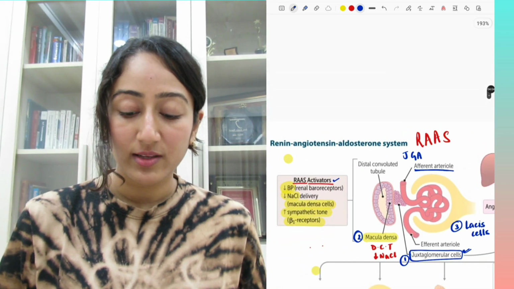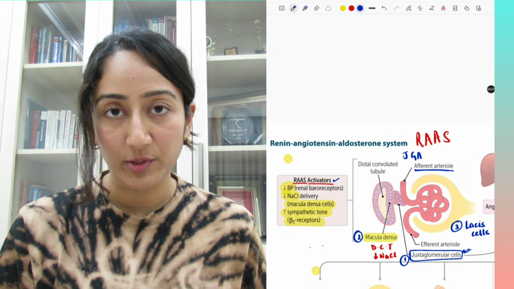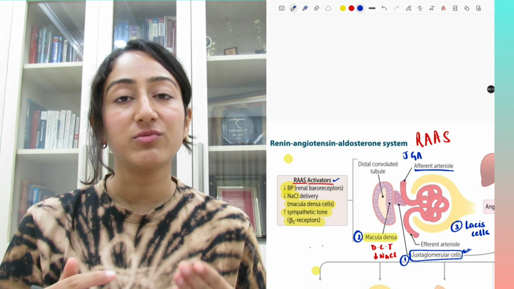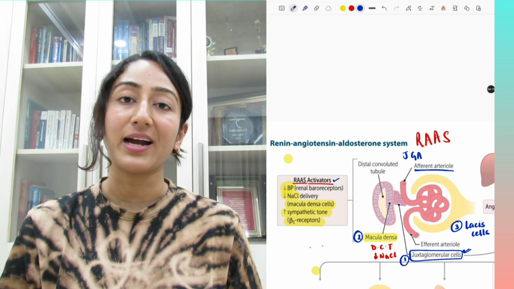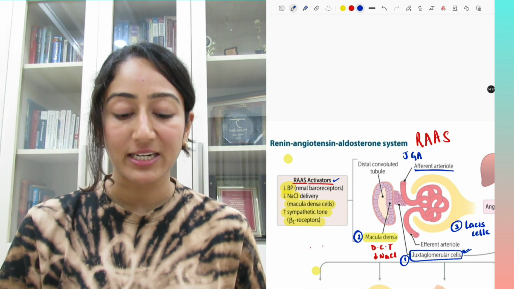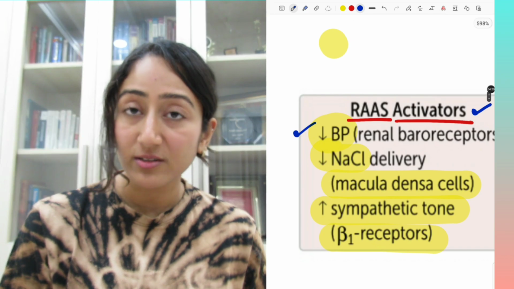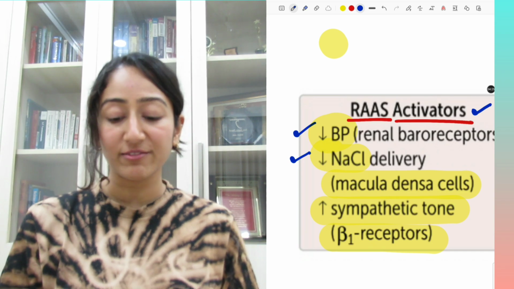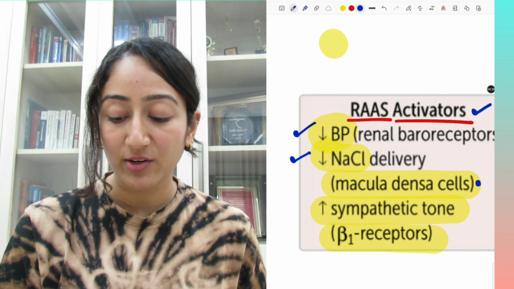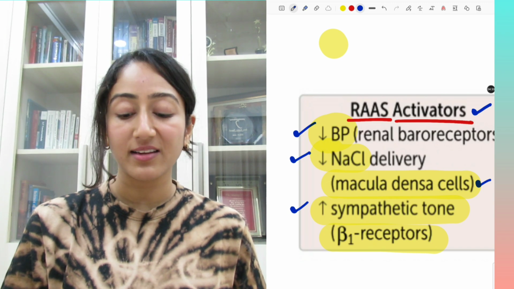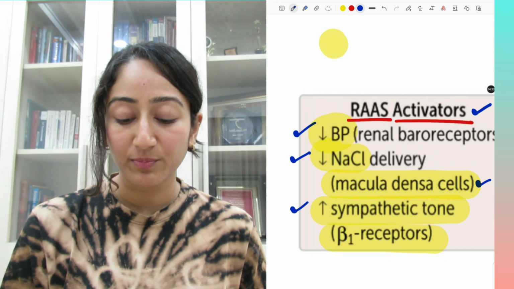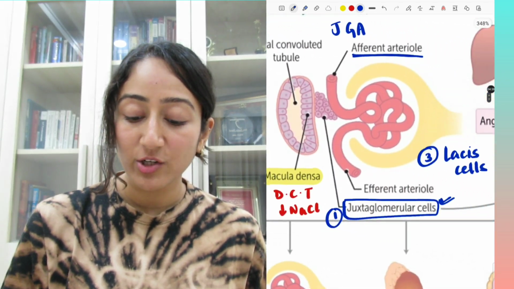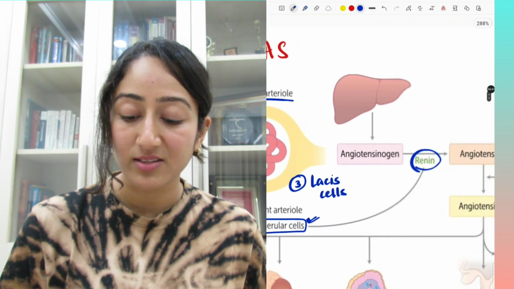Okay guys, let us have an overview again of what we talked about. We are talking about RAAS, the renin-angiotensin-aldosterone system. Each of these words is a hormone, and this system acts to increase the blood pressure. This system is activated whenever there is decreased blood pressure, whenever there is decreased sodium chloride delivery to the DCT, which will be sensed by the macula densa cells, and third, whenever there is increased sympathetic tone, whenever there is activation of the beta 1 receptors. When the RAAS is activated, your juxtaglomerular cells are going to synthesize renin.